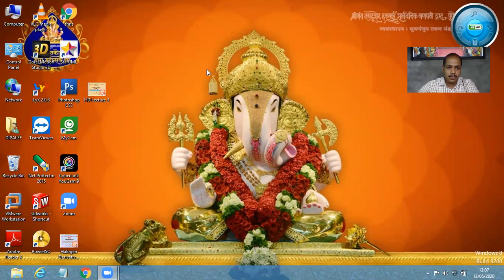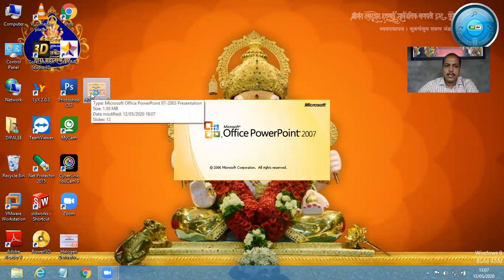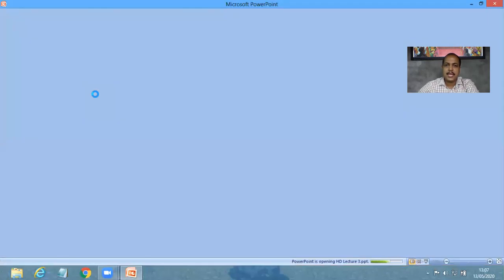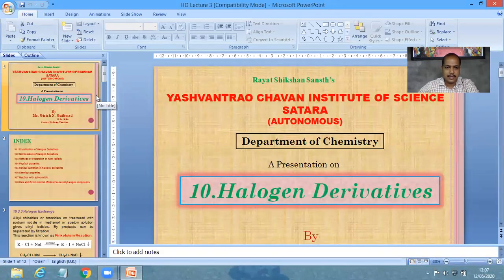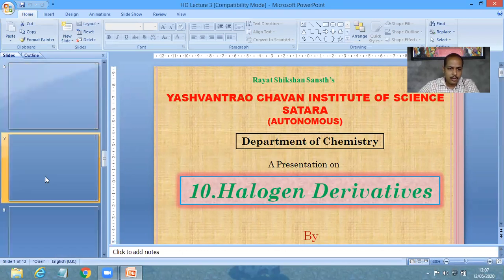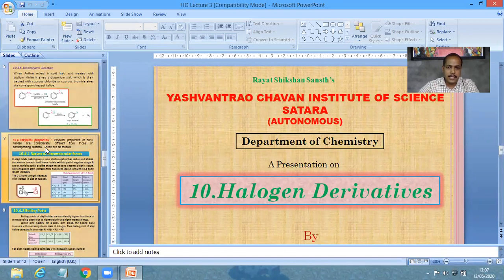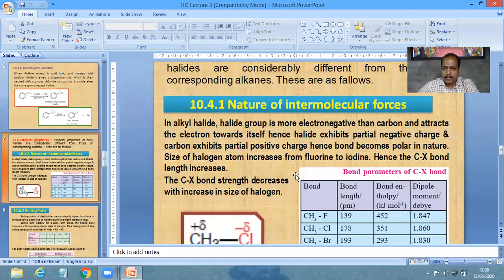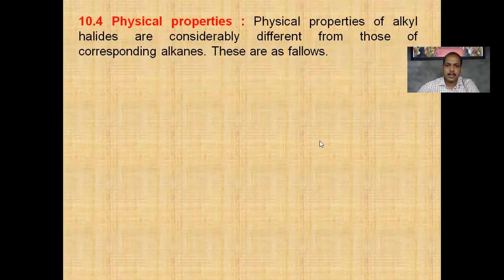As we know, we have prepared alkyl halides generally from hydrocarbons, meaning alkanes and alkenes. So the physical properties of those particular alkanes and alkenes are different, or there is a considerable difference present. We'll see one by one.